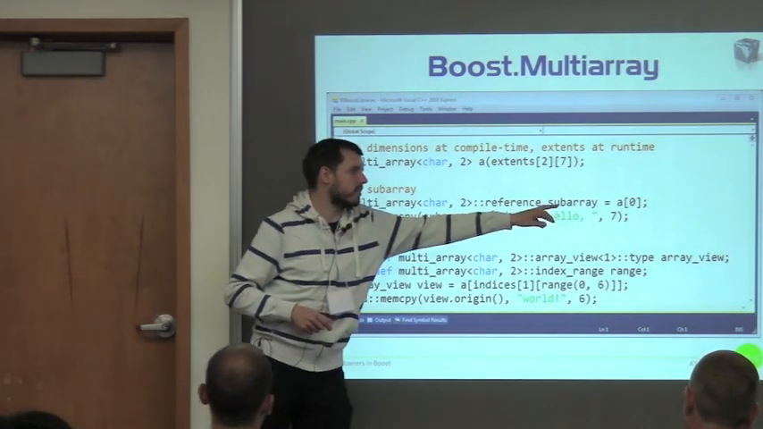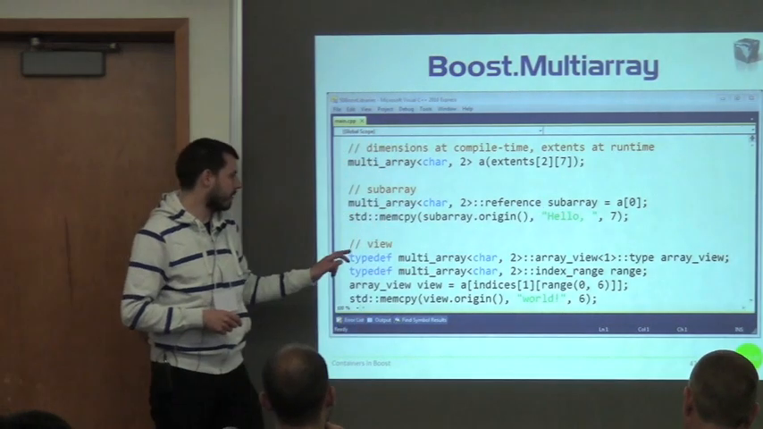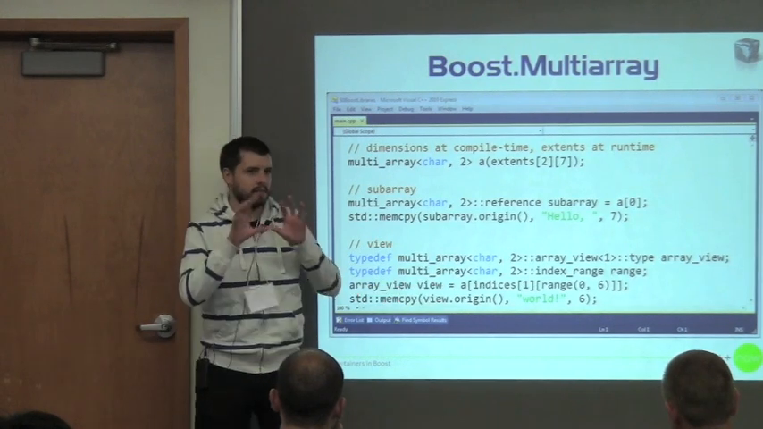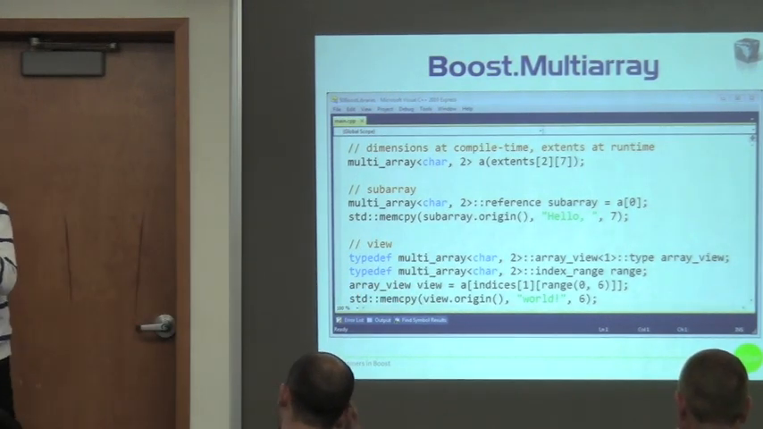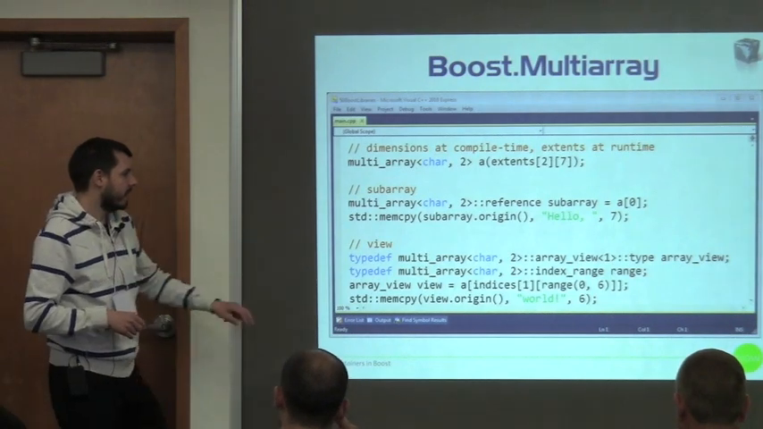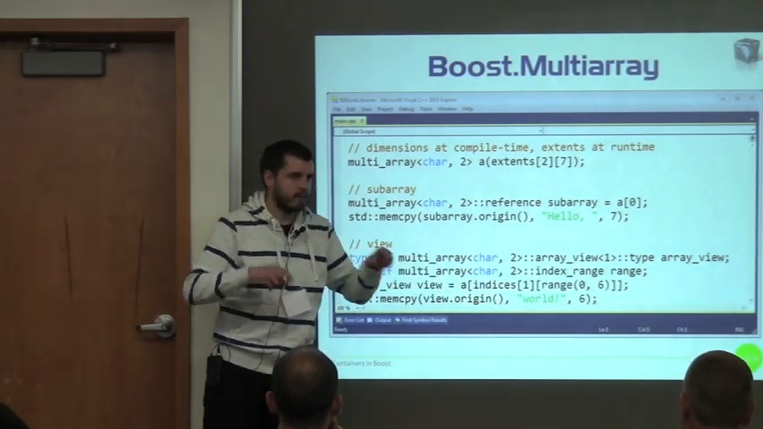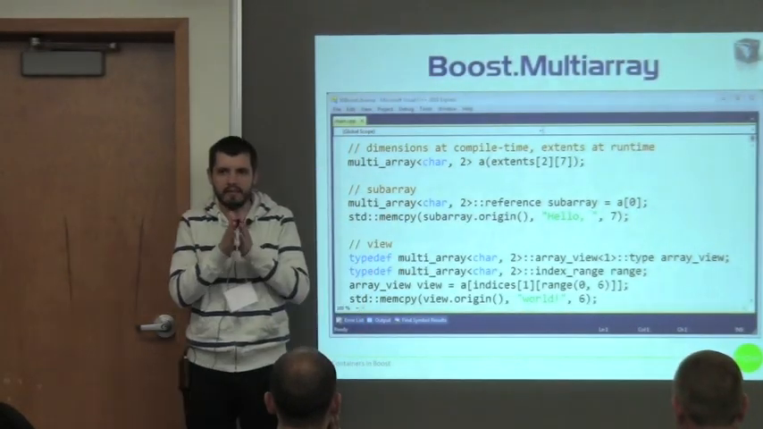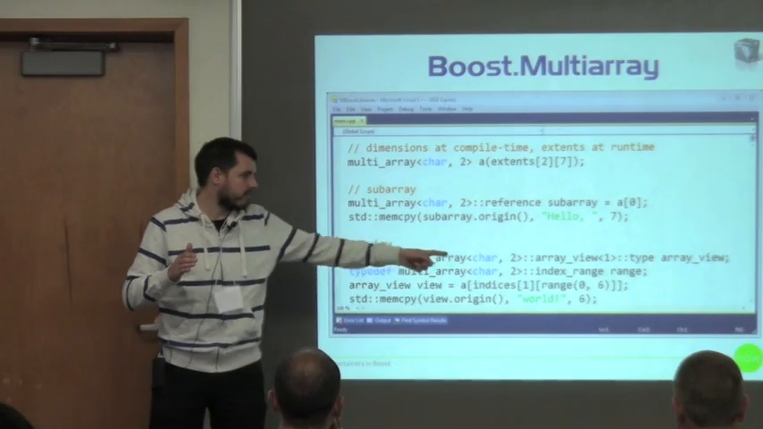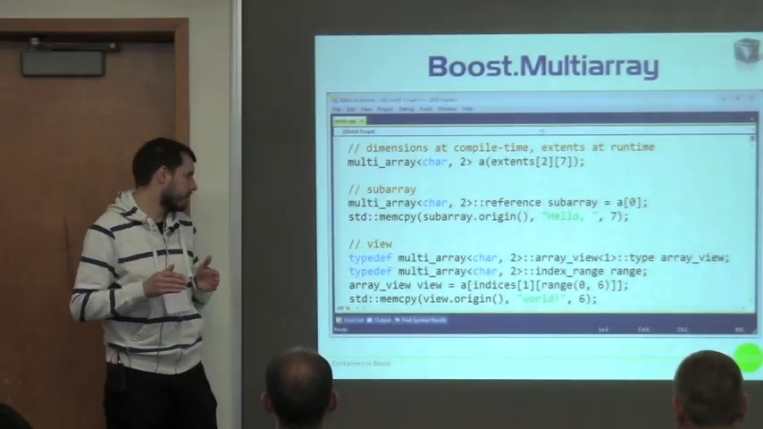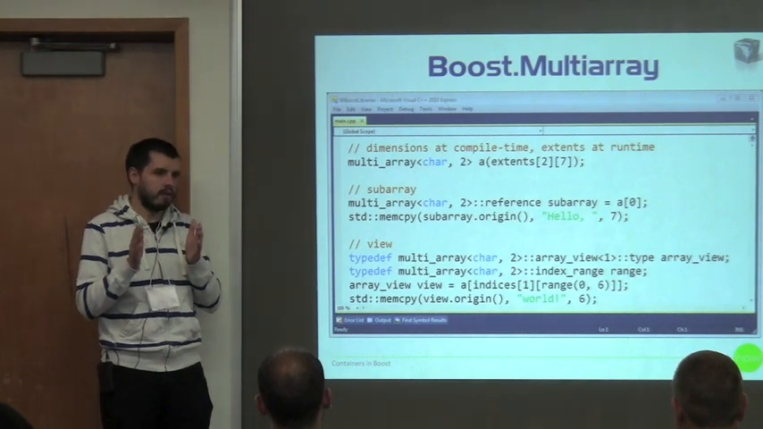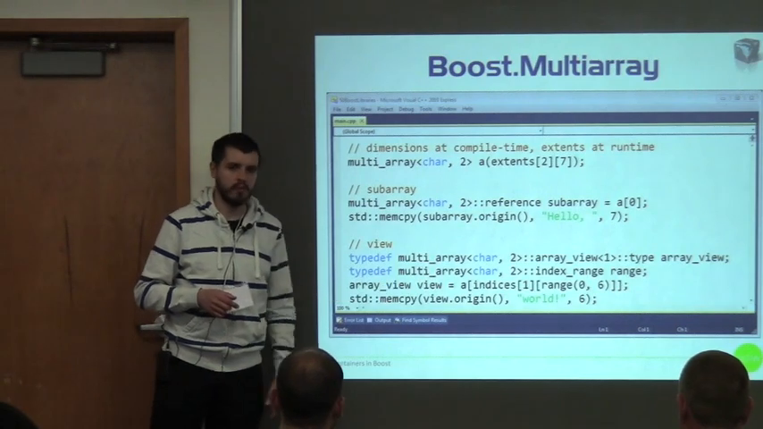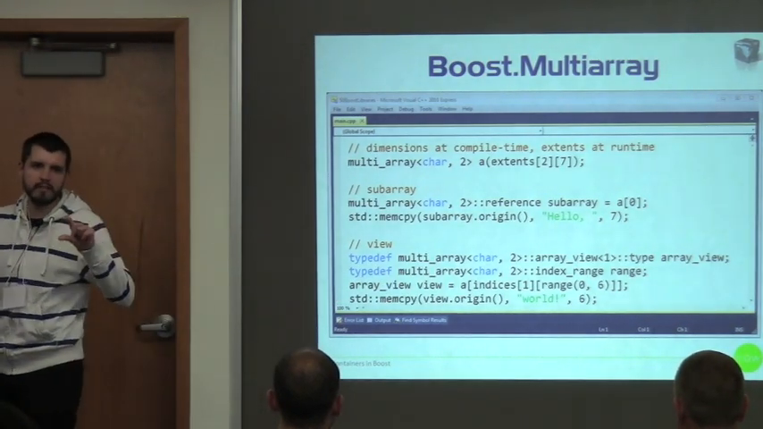So I get a sub-array if I just use an index to access the array. But what I can also do is create a view. In this case, I define exactly which part of the multidimensional array I want to access. Here I'm saying I want to access the second row, and not all seven elements in the second row, but only the first six, from 0 till 6. Then I have a so-called view. And a view behaves again like an array of its own. So again, I can copy something like world into the second row of my multidimensional array.